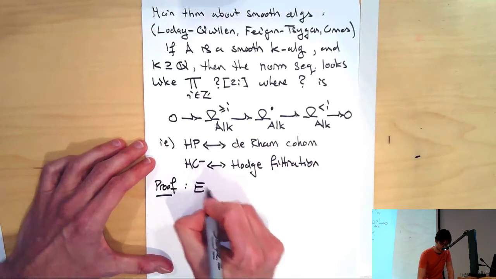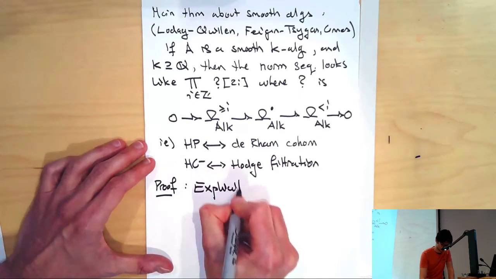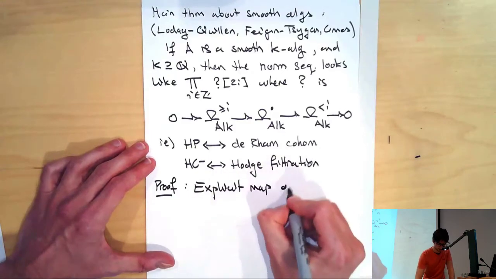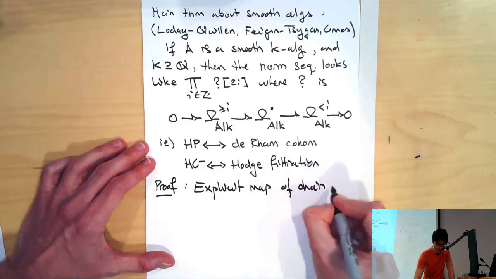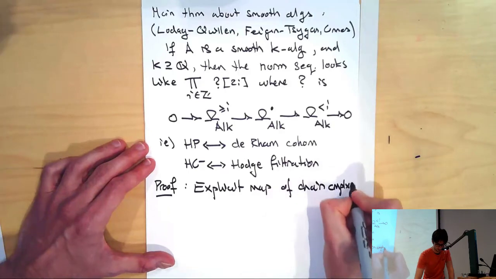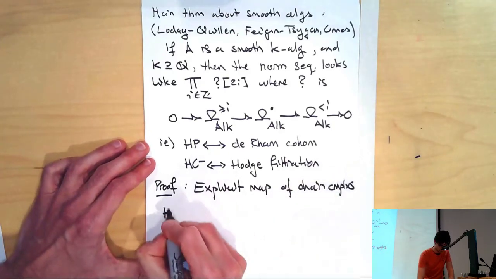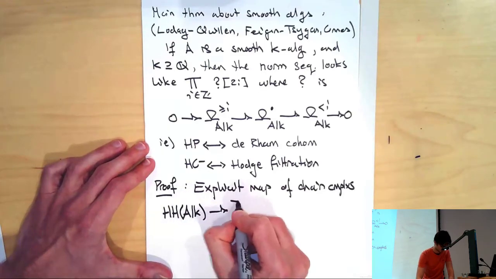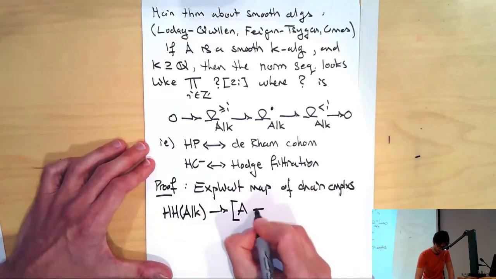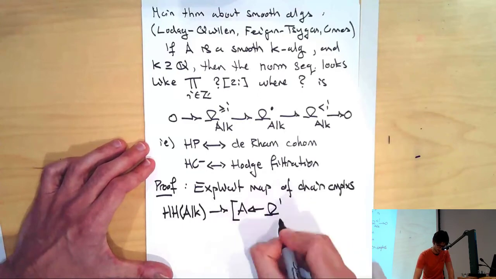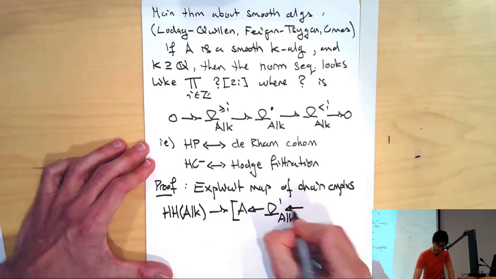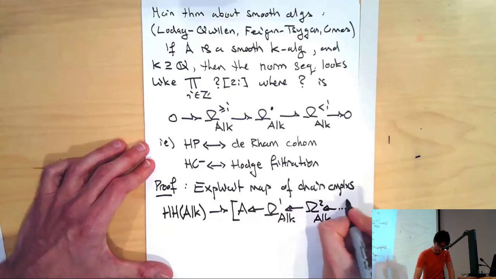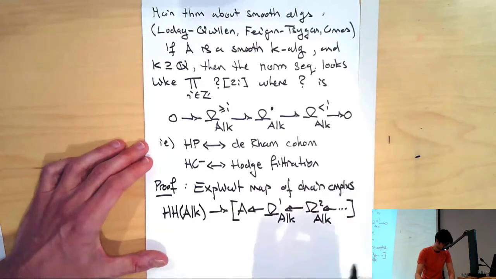So we're just going to write down some explicit map. Since this is the classical story, I'm trying to present everything as explicitly as possible. So let's have some explicit map of chain complexes from the Hochschild complex, it's HH of A over K, to what's going to look like a pretty dumb complex. I put an A, put an omega 1 of A over K, put an omega 2 of A over K, and so on, where I wait for someone to ask a question.